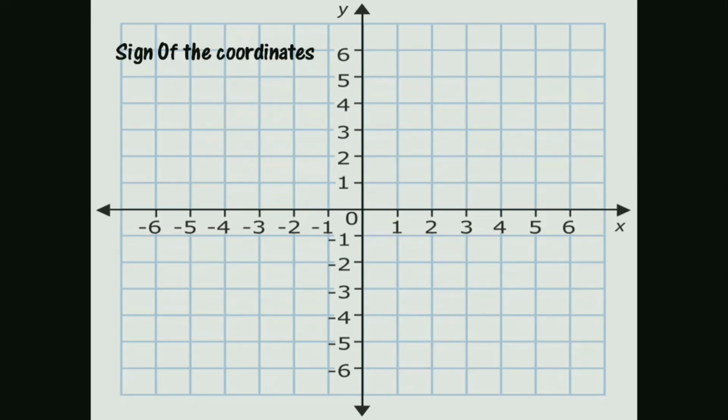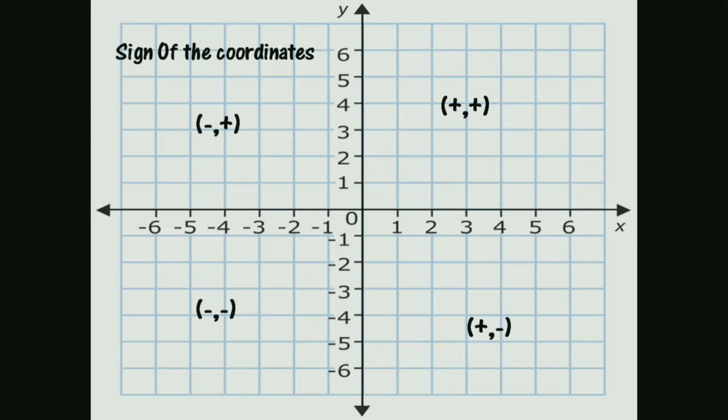Now let's talk about the sign of the coordinates. It depends on the quadrant in which they exist. In the first quadrant, x is positive and y is positive. In the second quadrant, x is negative, y is positive. In the third quadrant, x is negative, y is also negative. In the fourth quadrant, x is positive, y is negative.